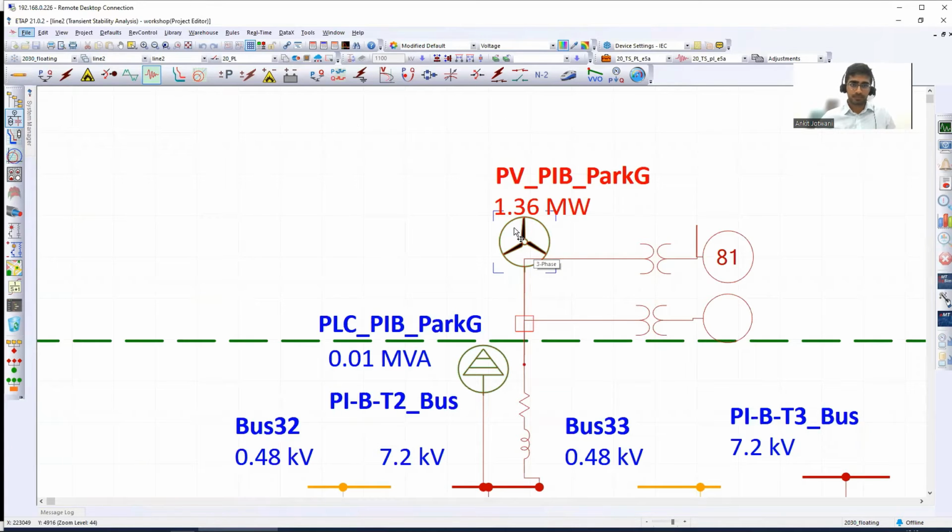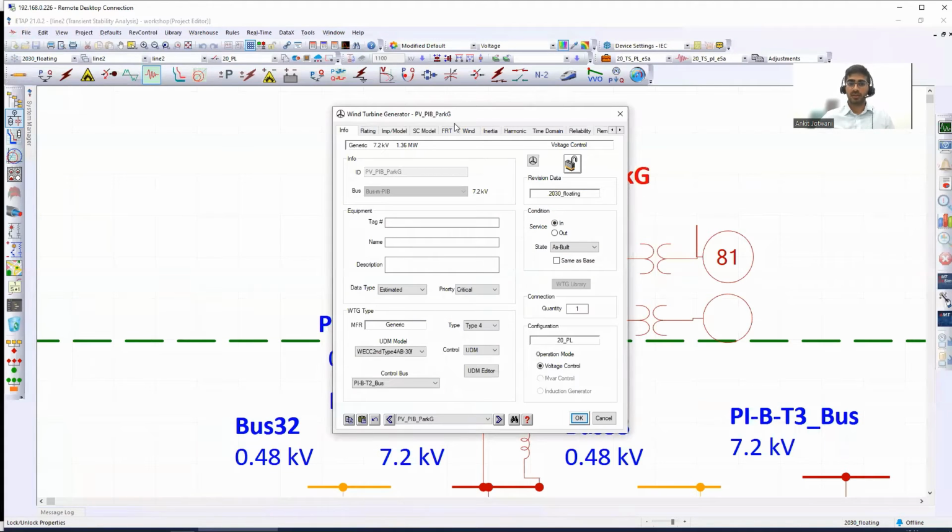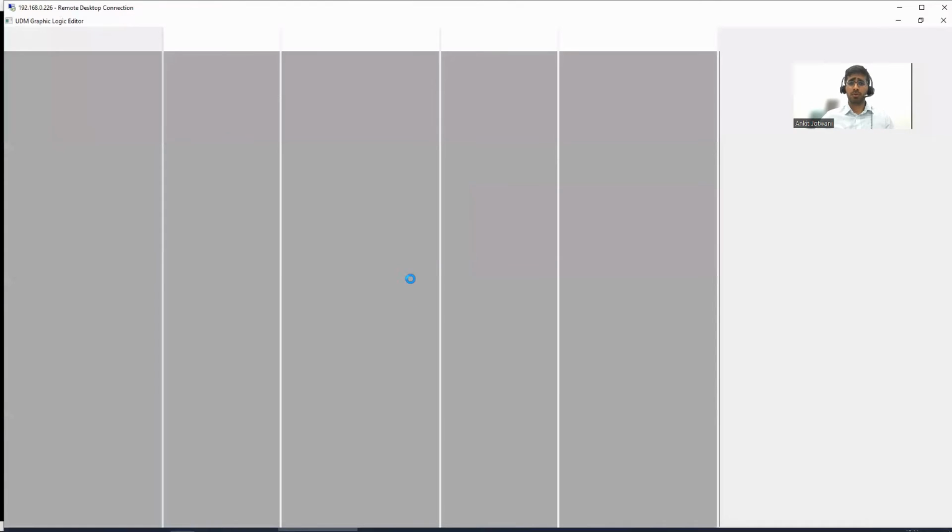I'll now move over to ETAP and show you how the different models looked and how they were represented. So this is a commercial PV plant. We see the plant controller is linked in the lumped load element, while the VEC model is linked in the static generator element. So we see different dynamic models here. The dynamic models are activated depending upon the revision in place. For the 2030 floating case, this is the model which is active. I will now go inside the model to give you a brief overview of the model itself.